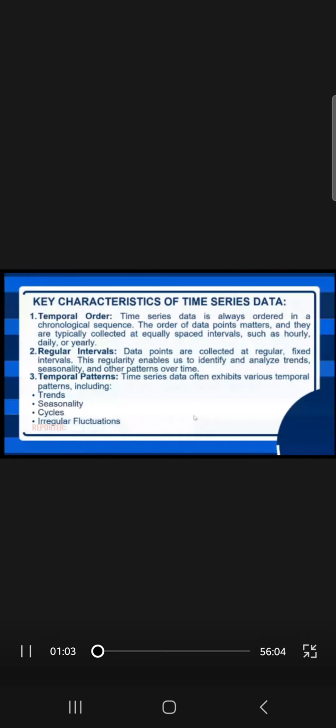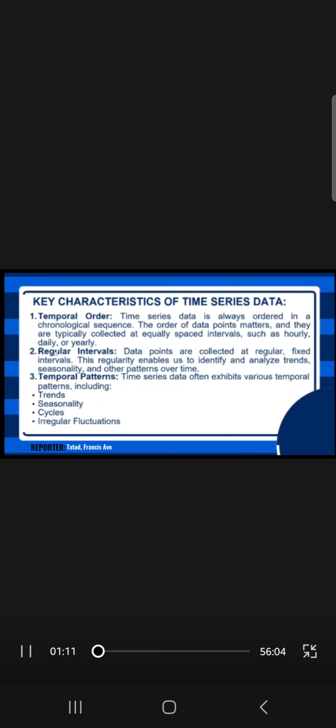So, the importance of time series data. One is pattern recognition. Two is prediction, and last is causal analysis. Now, the key characteristics of time series data.